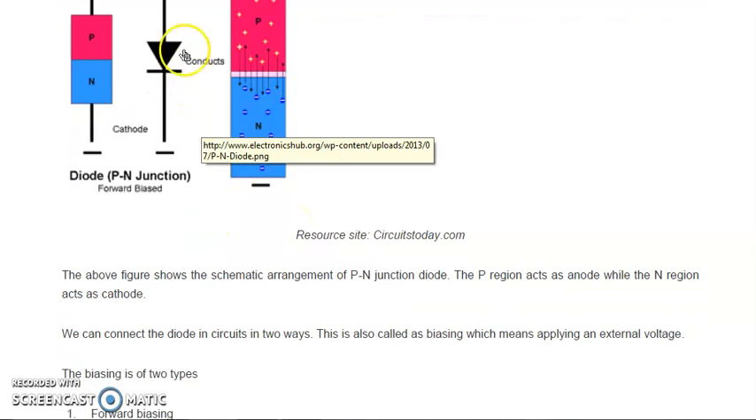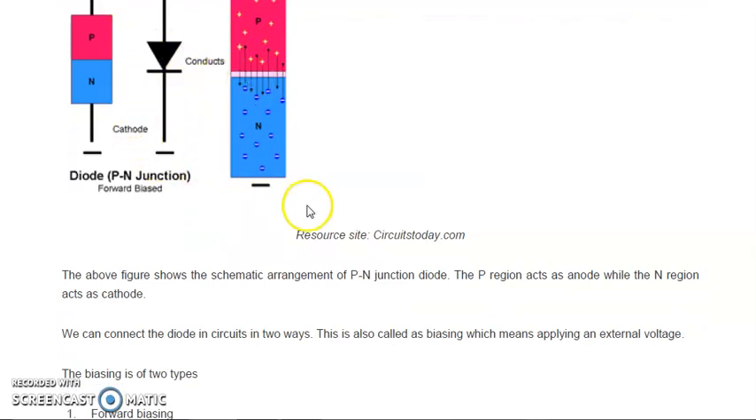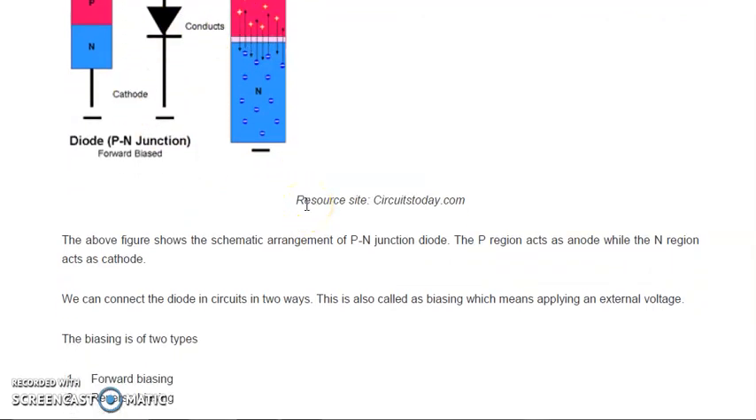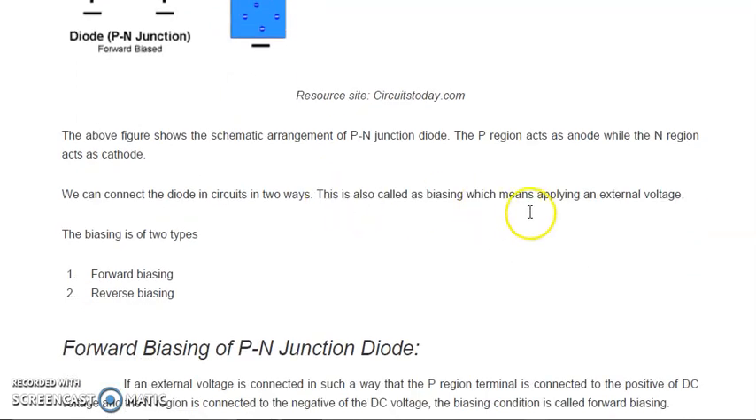So this is a user notation, so this is for your information. Now when you connect it into a circuit, there are two possible connections you can make. The connection in connecting it to a circuit is known as your biasing. Two types of biasing you can have, either forward or reverse.